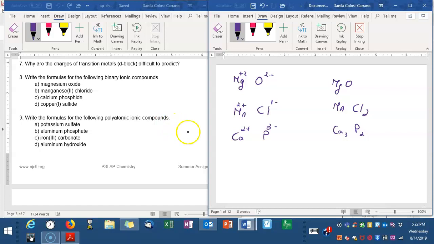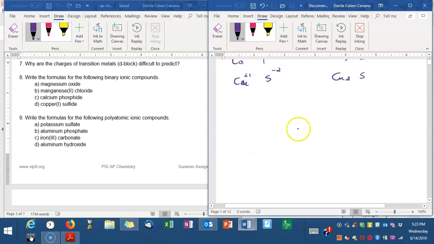And then you have copper, which is a 1+, and sulfide, which is a -2. So you need a copper with a 2 there and S right there. Then more. Potassium sulfate. So potassium is this one with a charge of 1. Sulfate is SO4 with a charge of 2-. So the formula is K2SO4.